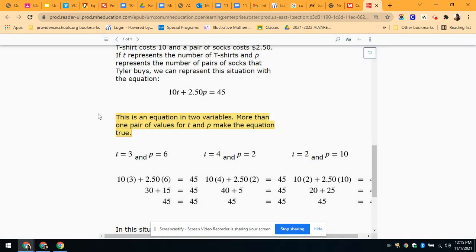So here we're substituting 3 and 6 for our variables T and P, and we're solving, and we find that 3 and 6 do make the equation true. And when we use 2 and 4, we actually have another situation that makes the equation true. And with 2 and 10, we also have a situation that makes the equation true.